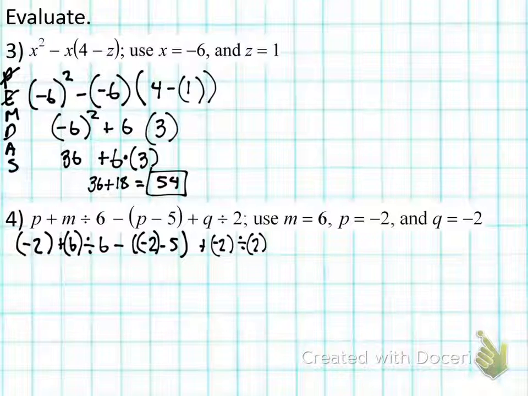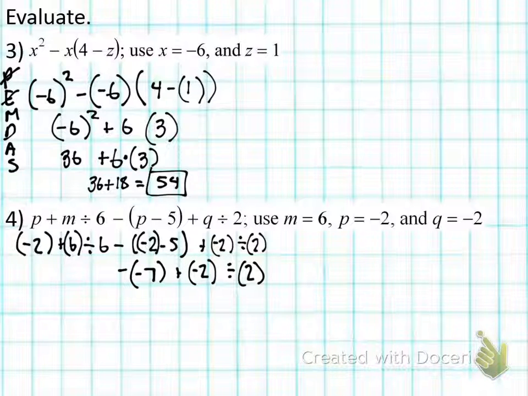Okay. So PEMDAS first, are there any parentheses? Yep, we have this negative 2 minus 5, which is negative 7. And that stays in parentheses with a minus sign here. Plus negative 2 divided by 2. Got 6. Negative 2 plus 6.